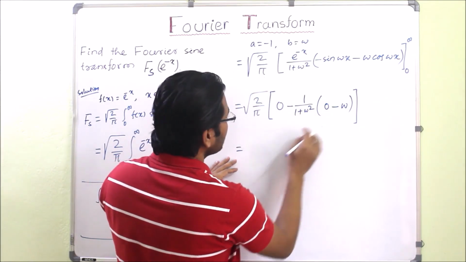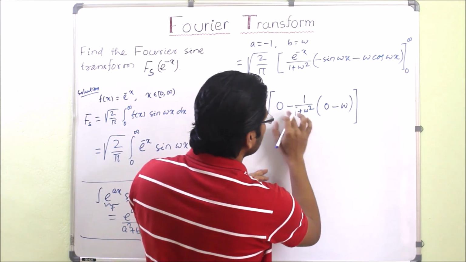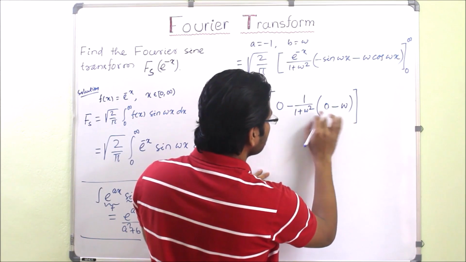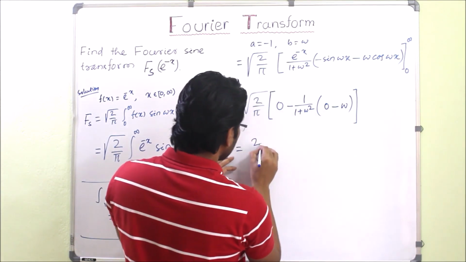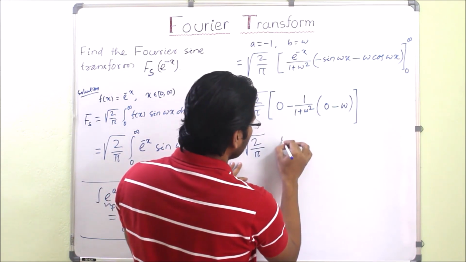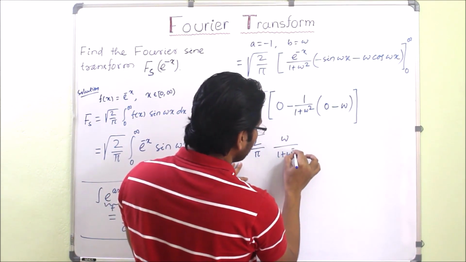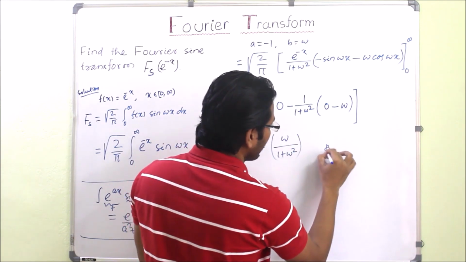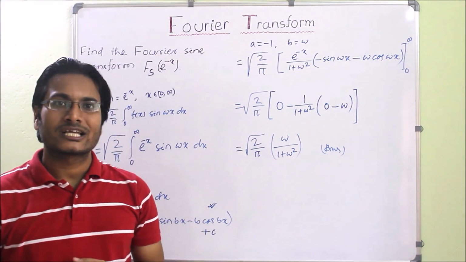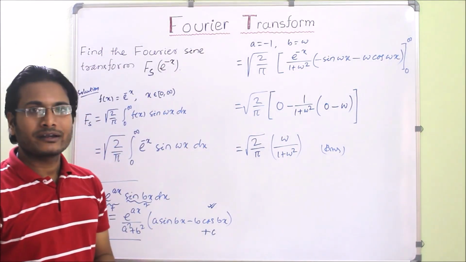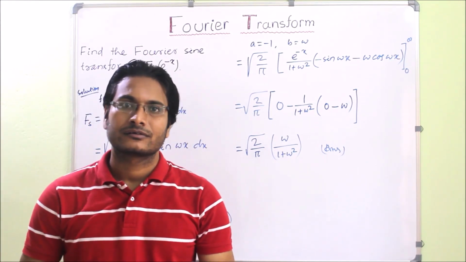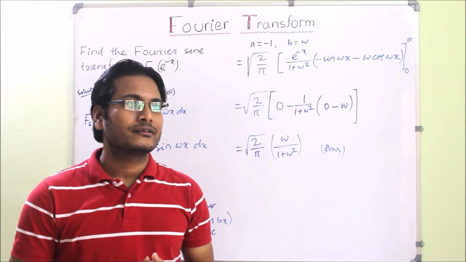Next we have to solve this inside the bracket. So there will be minus and minus, so minus into minus is plus. So first factor we have to write square root of 2 by pi into w by 1 plus w square. So this will be our answer, the Fourier sine transform of the function e to the power minus x. So in this way we can solve various problems and apply Fourier sine transform.